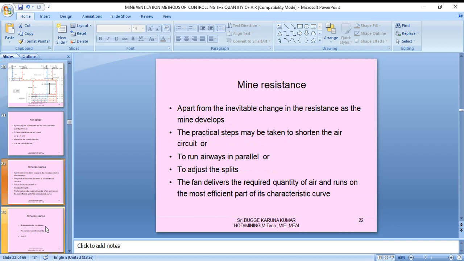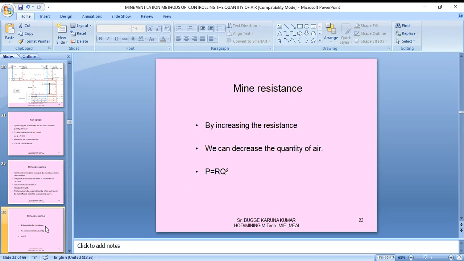Mine resistance. What does it mean by mine resistance? Apart from the inevitable changes in the resistance as the mine develops, practical steps may be taken to shorten the air circuit or the main airway, run airways in parallel, or adjust the splits, so the fan delivers the required quantity of air and runs on the most efficient part of its characteristic curve. By increasing the resistance, we decrease the quantity of air.